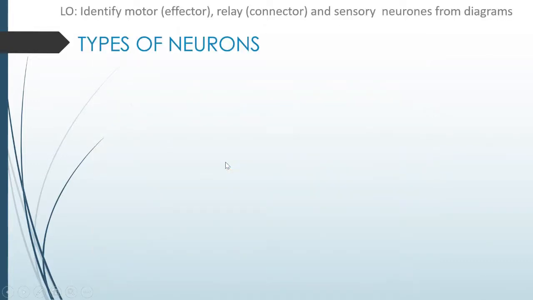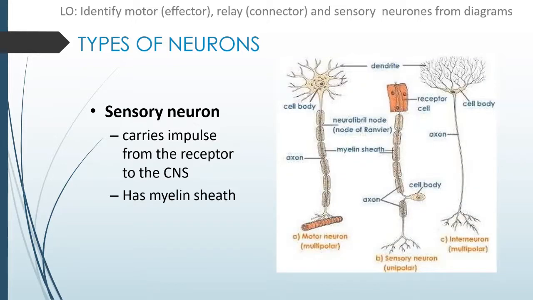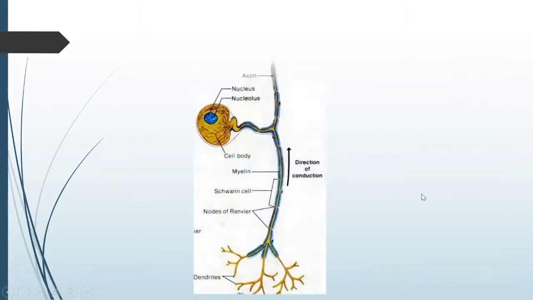Next is the sensory neuron, which carries impulses from the receptor to the CNS. This also has a myelin sheath. Here you can see the myelin sheath. But the stark difference between a motor neuron and a sensory neuron is that the motor neuron has the cell body at the end, whereas the sensory neuron has the cell body in between. Here you can see the structure. The cell body is present in between the neuron.